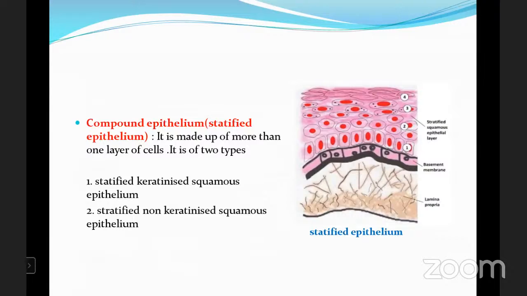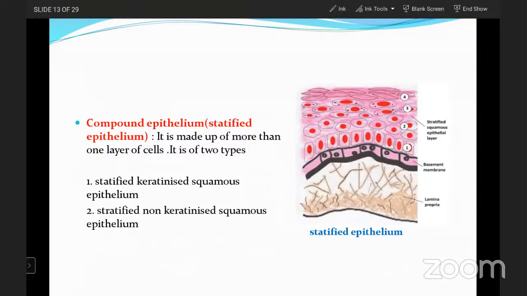Here, we already discussed this just now. The epithelium is divided into two types. One is the simple, which has only a single layer, and another type is the compound, which has more than one layer. Okay, here we go through this picture.